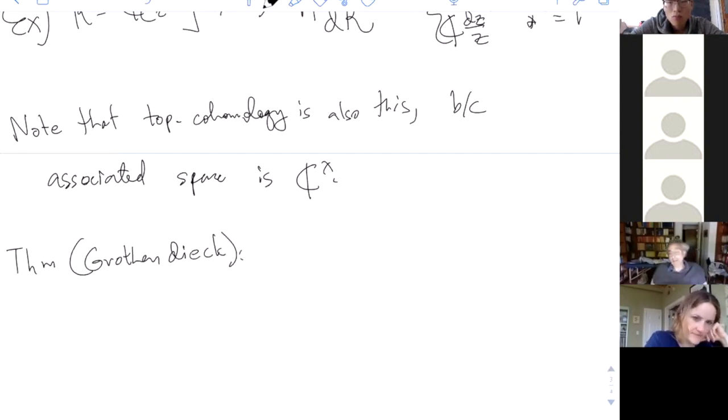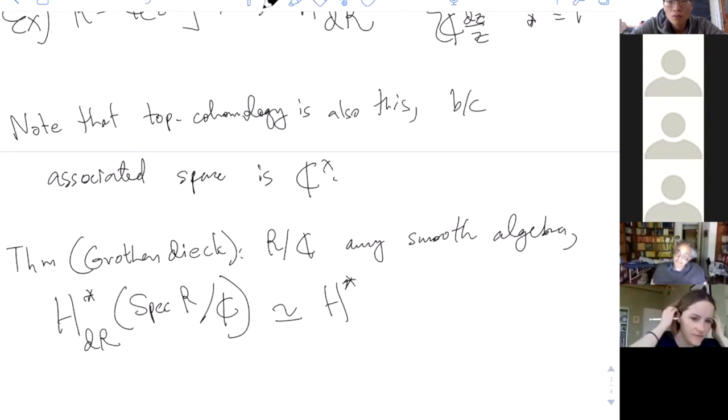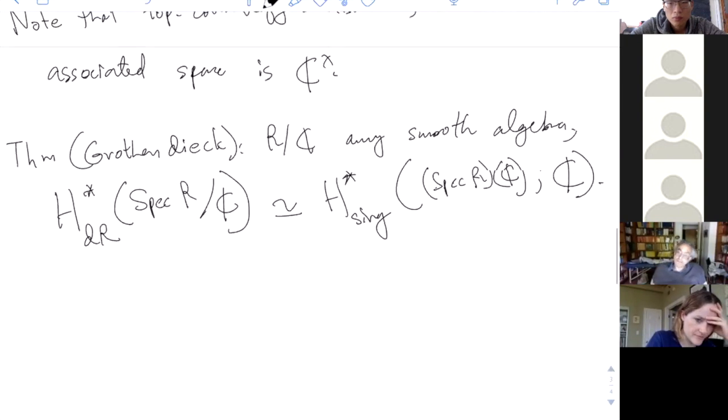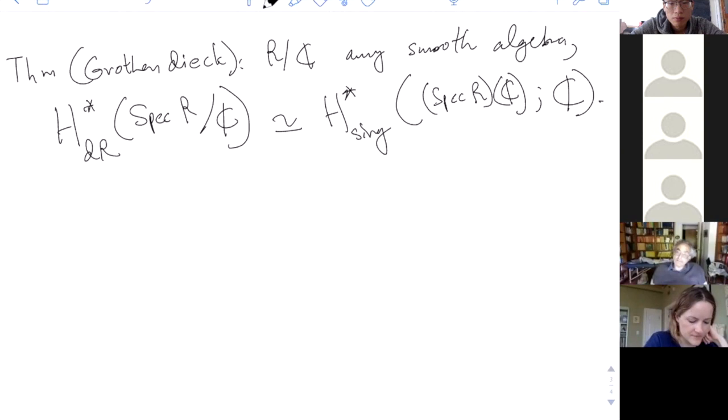And it states that if R over the complex numbers is any smooth algebra, such as the one we just considered, then there's a canonical isomorphism between the algebraic de Rham cohomology of R, or maybe I should really say spec R, relative to the complex numbers, and the singular cohomology of the complex manifold, spec R, the C-valued points, with complex coefficients. So there's an isomorphism like this. This is a theorem that actually uses resolution of singularities.